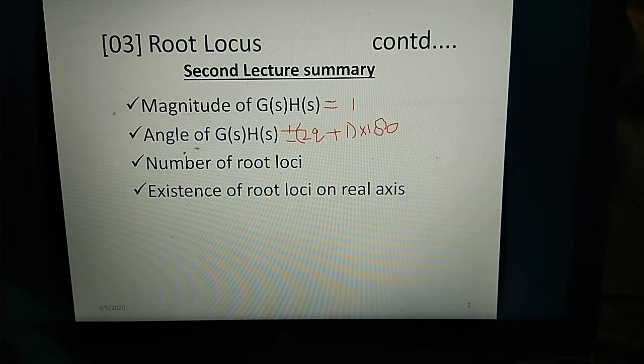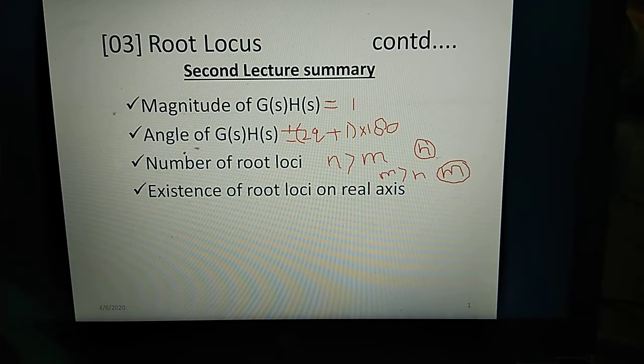Now come to the number of root loci. The number of root loci is simply based on the highest order present either in the numerator or in the denominator of S. For example, if there are n number of poles and m number of open loop zeros, and if n is more than m, the number of root loci will be n. And if m is more than n, in this case the number of root loci will be m.